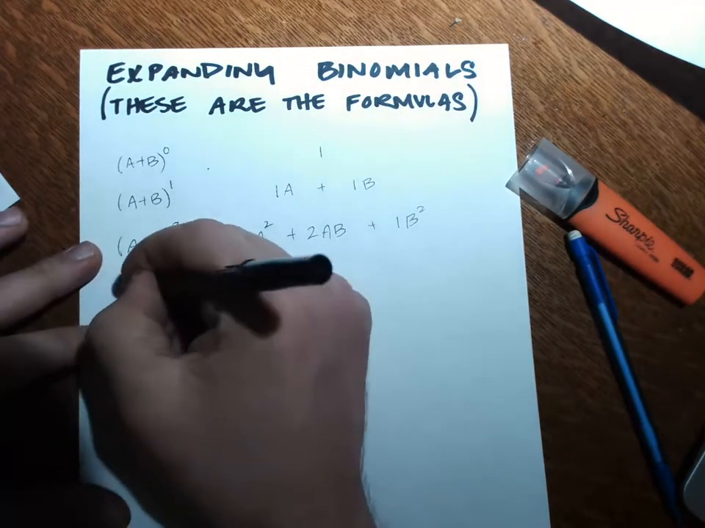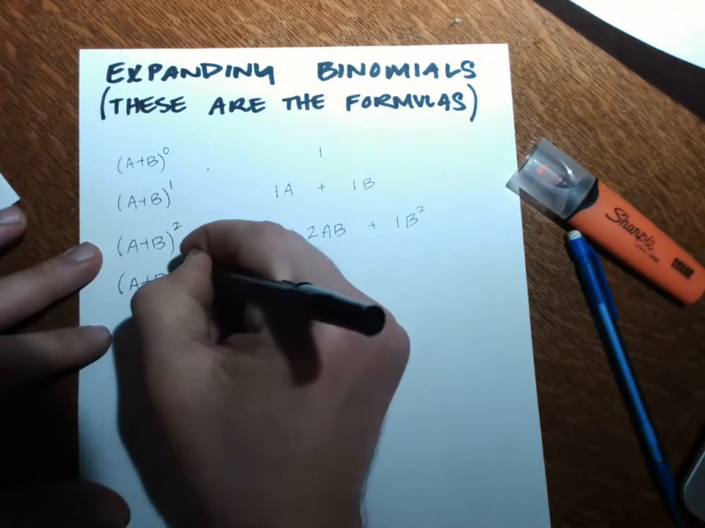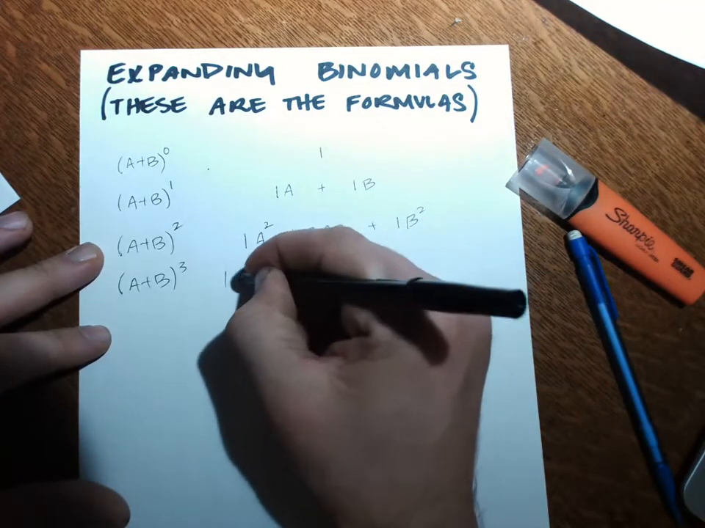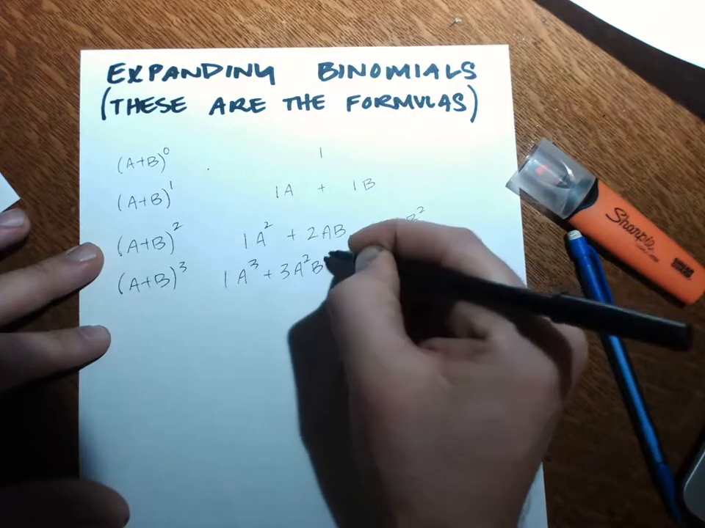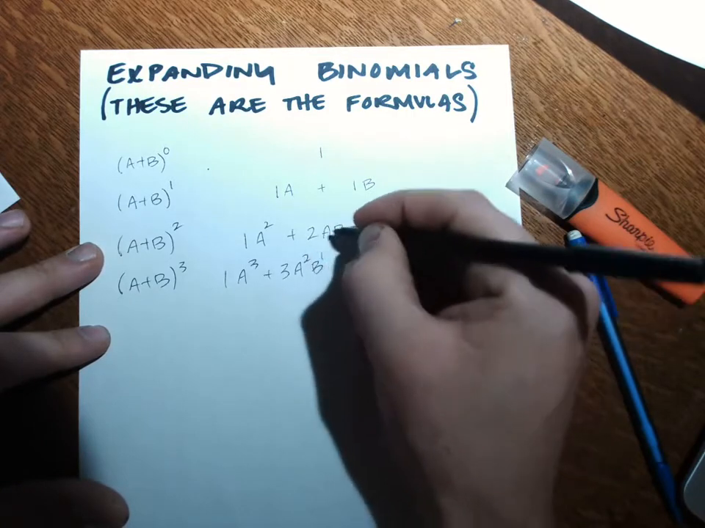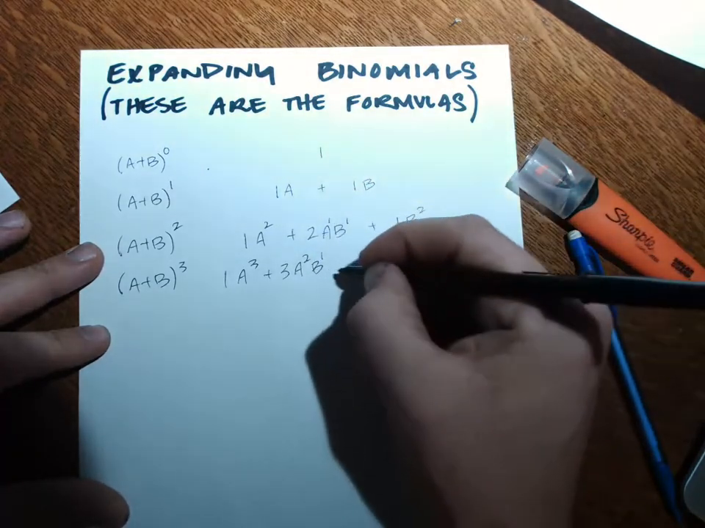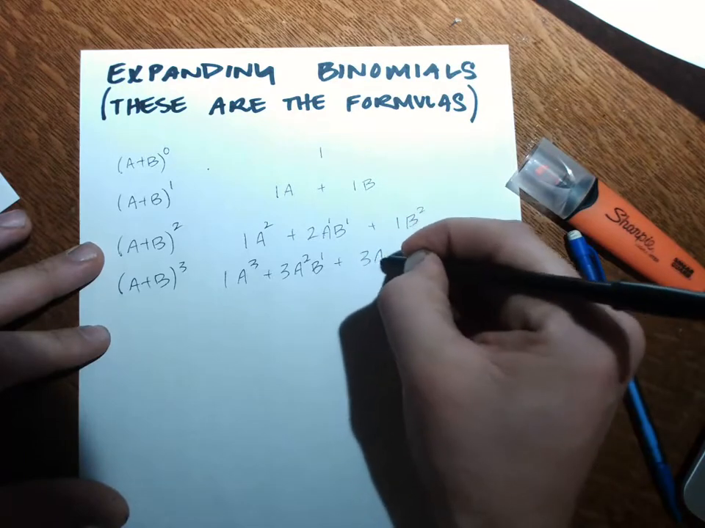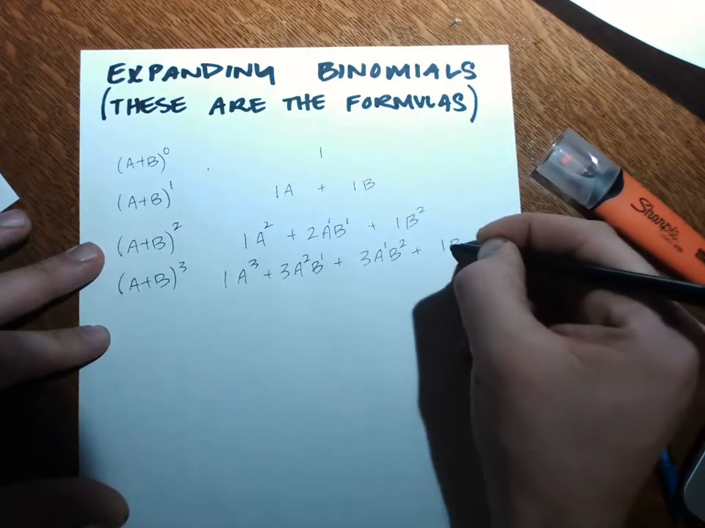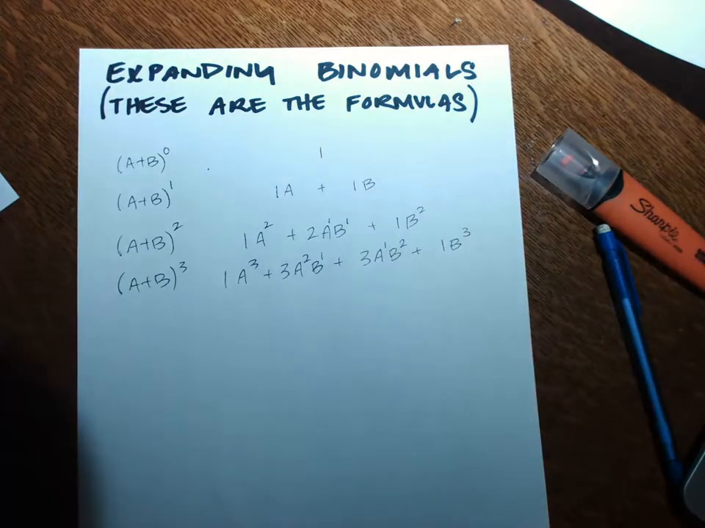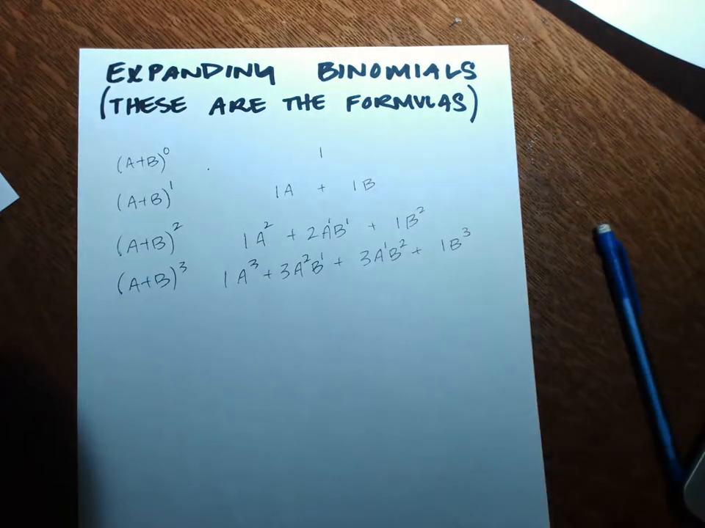Now, anytime we use something to the second power, that's the formula. The next level here, a plus b to the third, is 1a to the third, 3a squared b to the first. I'll start writing the exponents here. Plus 3a to the first b squared plus 1b cubed. And at this point, you should start seeing a pattern developing.